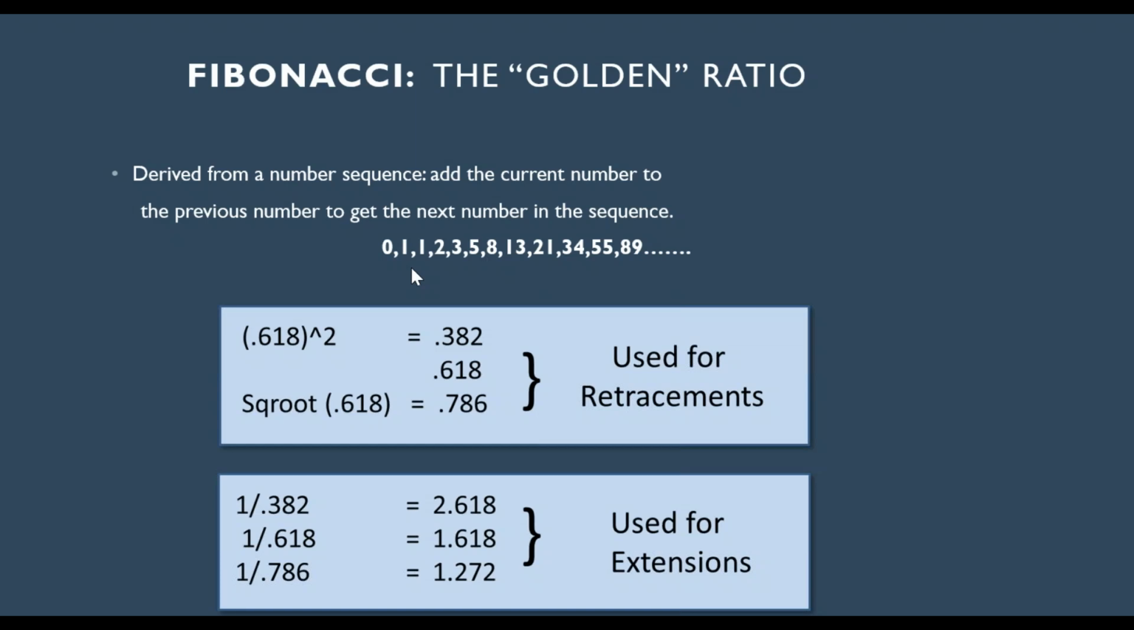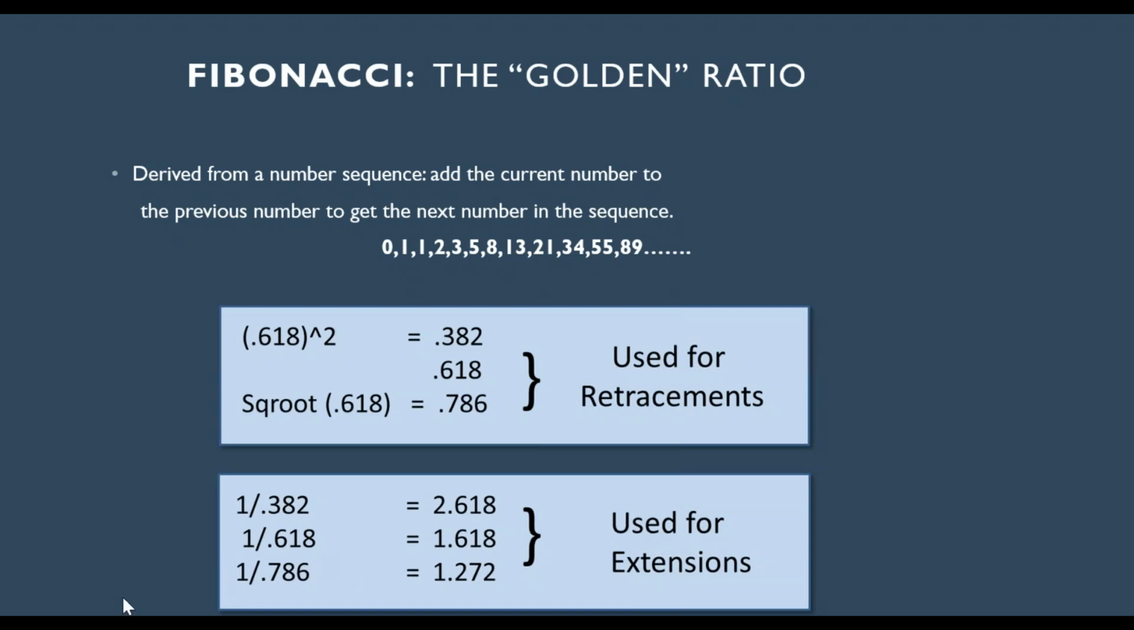Then along came mathematicians, and they started looking at dividing one of these numbers by the one right before it, and they got 0.61, and that became known as the golden ratio. 0.618 is the golden ratio. And when you square it, it's 0.382. When you take the square root of that, it's 0.786. Then, when you take the reciprocals, it becomes 1.27, 1.61, 2.61, and that's what we use for Fibonacci extensions.